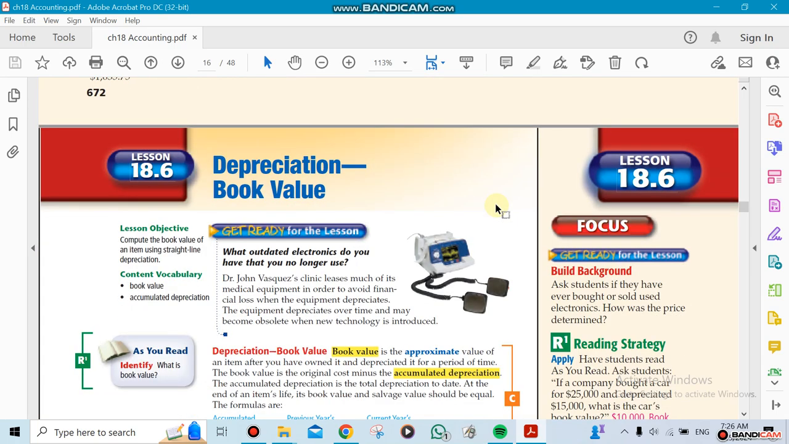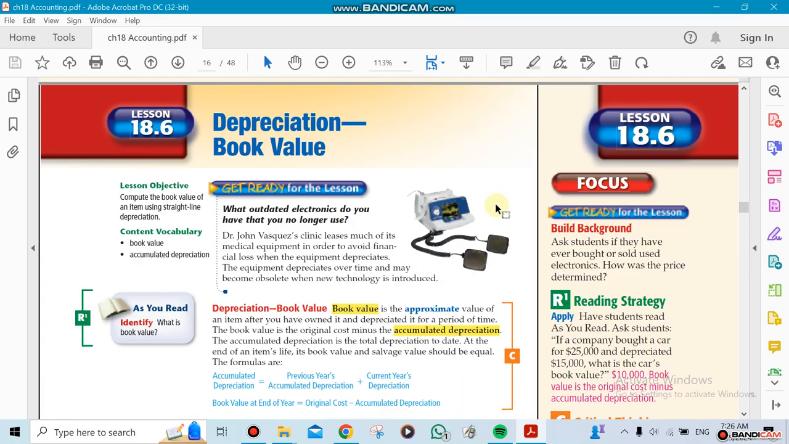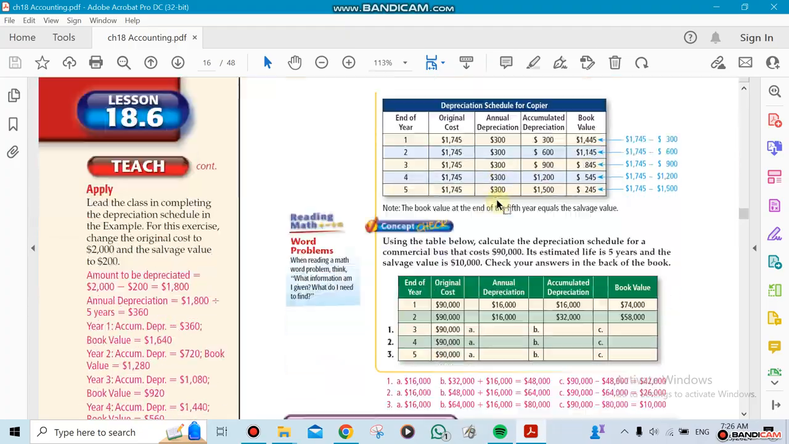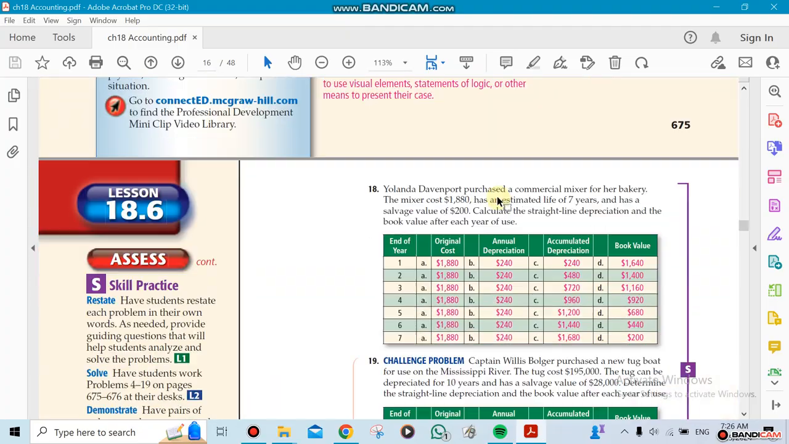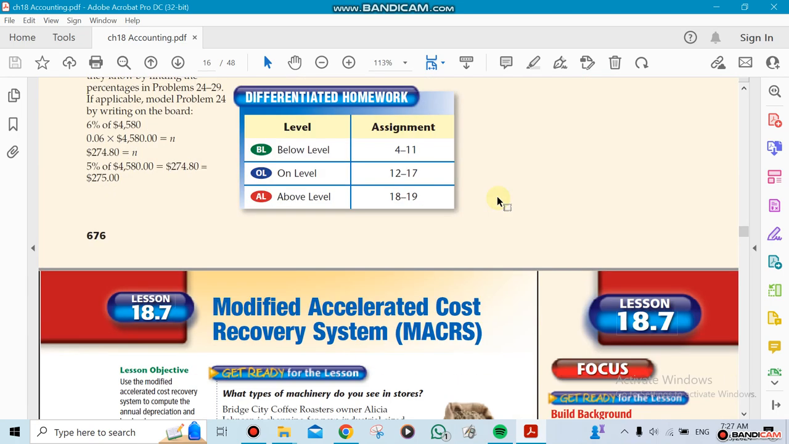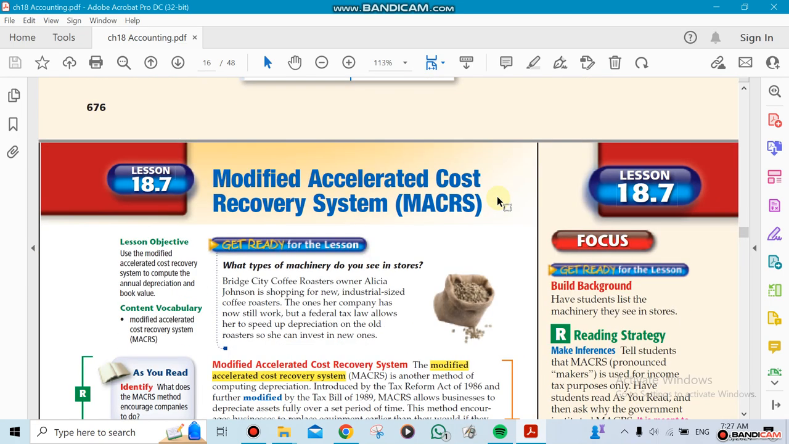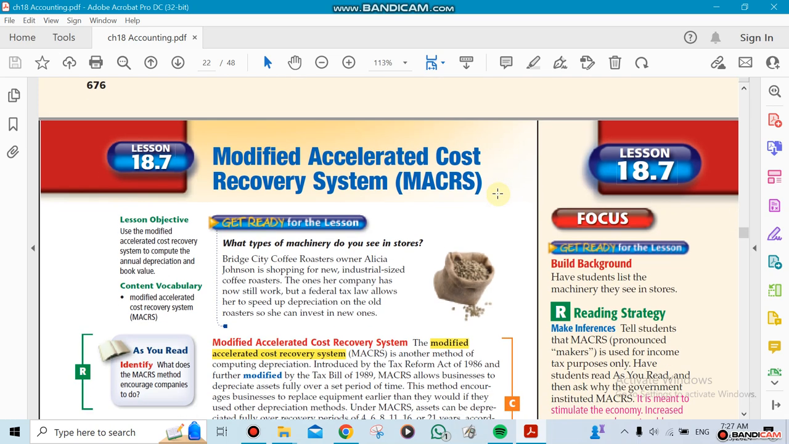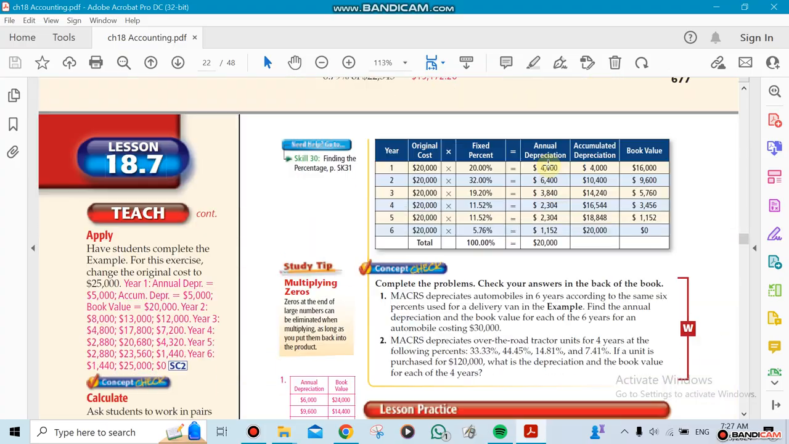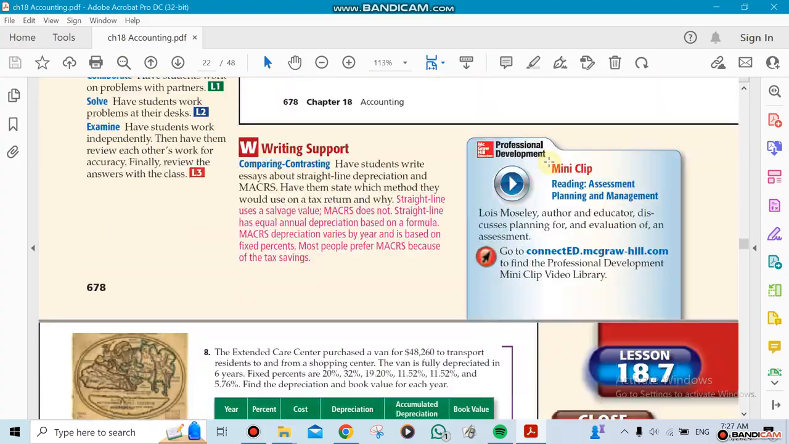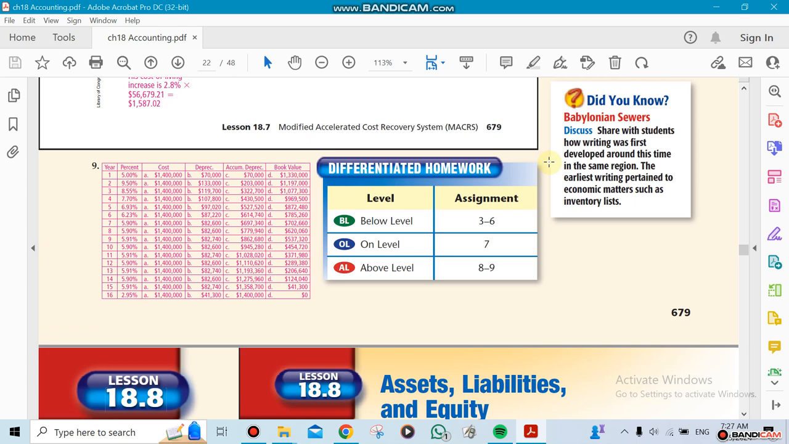The next section is about depreciation using book value, which will be 18.6. We're also going to be explaining this here. And 18.7 is going to be talking about something called the modified accelerated cost recovery system. It's a long title, and definitely needs to be talked about in class. It's hard to talk about it here in this video, because it's a quick video.